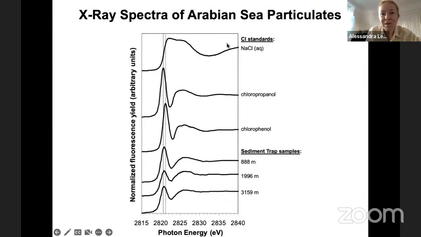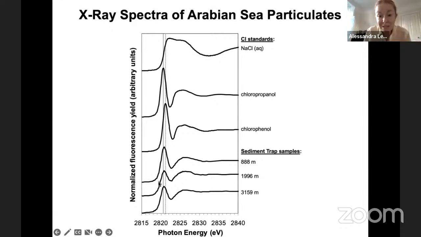Here are X-ray absorption spectra of Arabian Sea particulates. And here I've included those three standards I just showed you at the top. So we have the sodium chloride standard, the aliphatic organochlorine standard, and the aromatic organochlorine standard. And here are three Arabian Sea sediment trap samples that have been rinsed. So when you shoot an X-ray at a sample, you're looking at all forms of chlorine in the sample. So what we did to prepare these samples was rinse away all of the salt through exhaustive successive rinsing and centrifugation with deionized water.